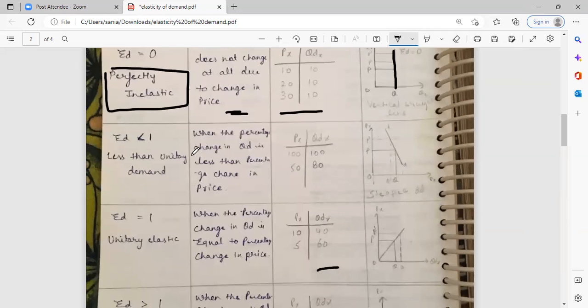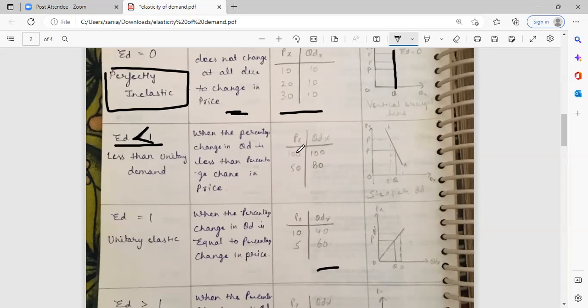Now coming to when your ED is less than one. One is known as unit, so this is less than unitary demand. So what is this? When the percentage change in QD is less than the percentage change in price, it is known as less than unitary demand.